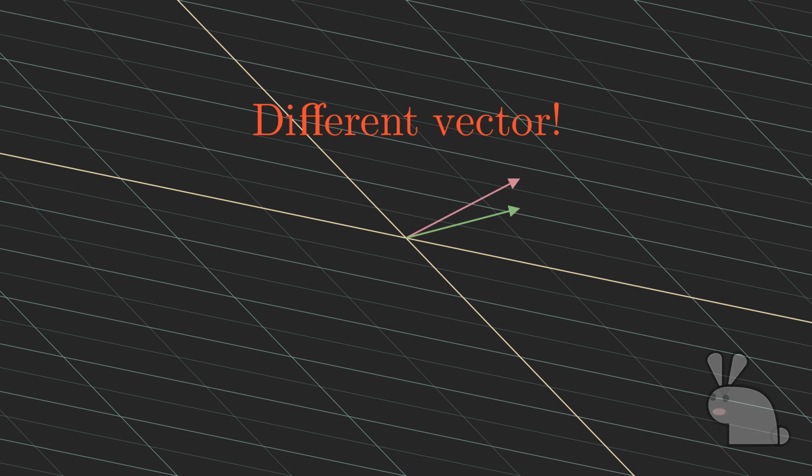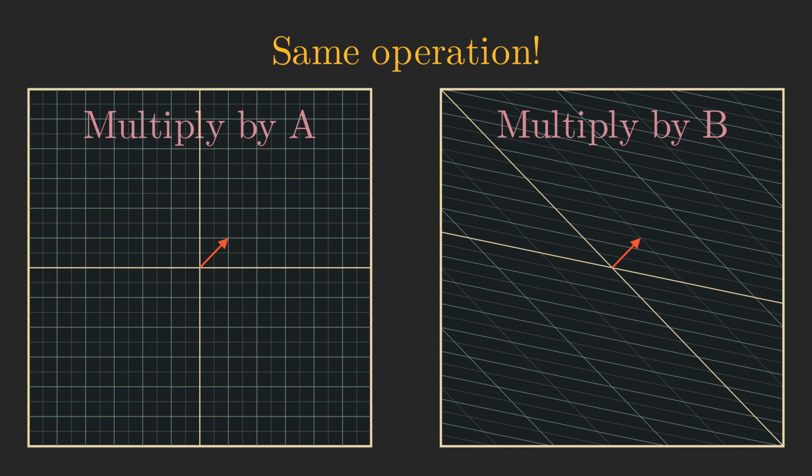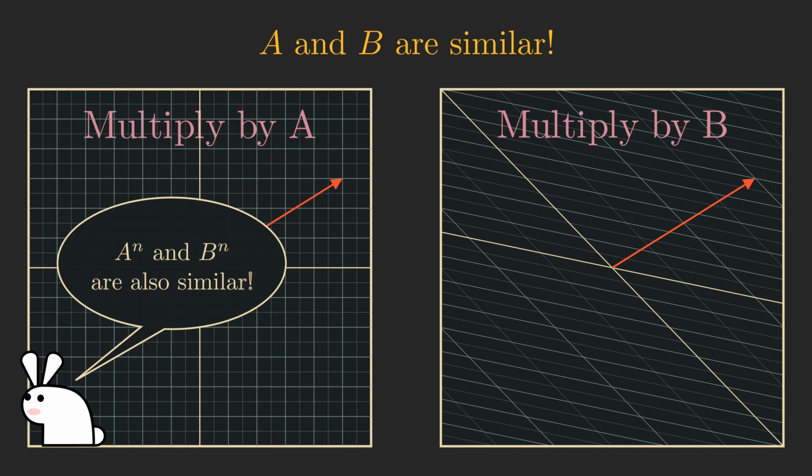Now, the question is, can we change A as well, to match the new coordinate system? Is there a different matrix, let's call it B, that describes the same operation as A, but from the perspective of a different coordinate system? In fancy math terms, we say A and B are similar, since they symbolize the same operation but from different perspectives. And notice that since A and B represent the same operation, doing each one of them n times is the same. So it follows that A to the n and B to the n are also similar.